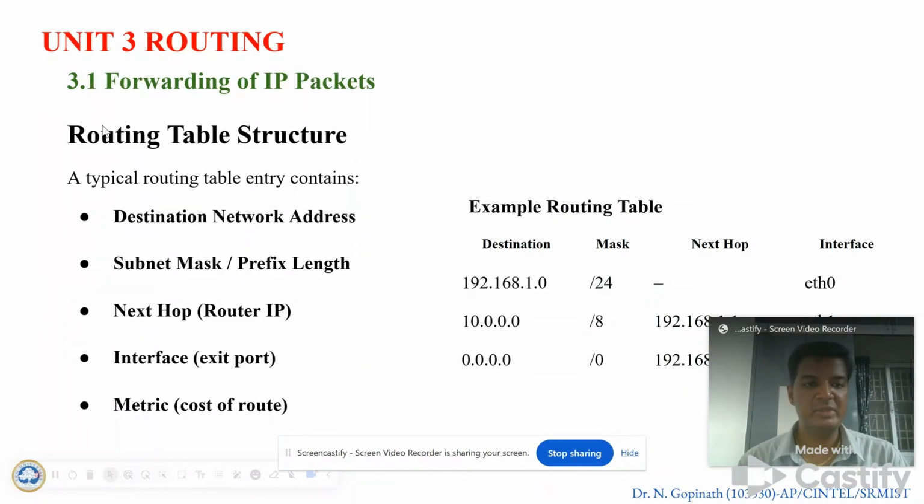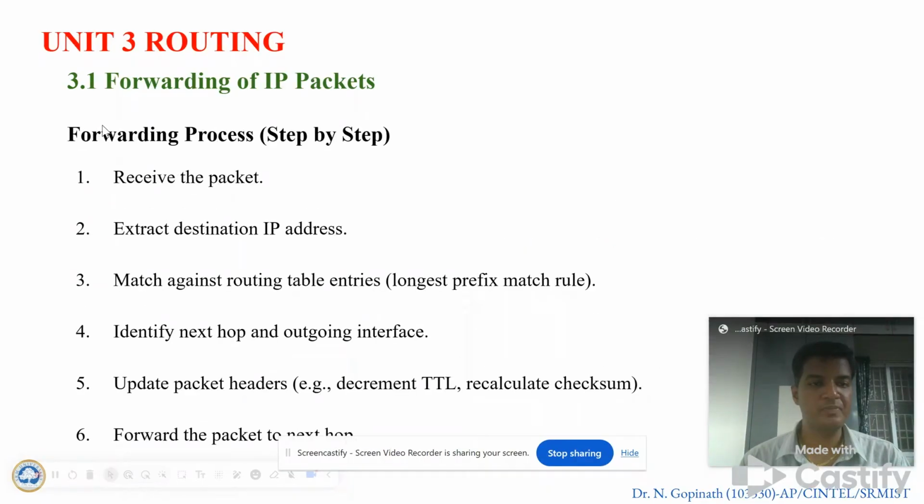And this is the routing table structure, which normally contains entries like the destination network address, subnet mask or prefix length, next hop, that is the router IP, interface, that is the exit port, and finally the metric, that is the cost of the route. The forwarding process is explained step by step.